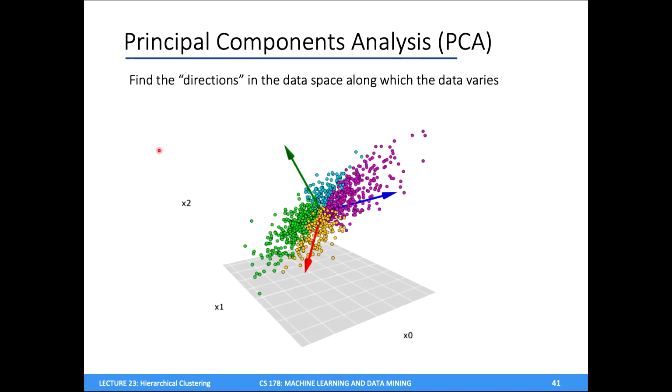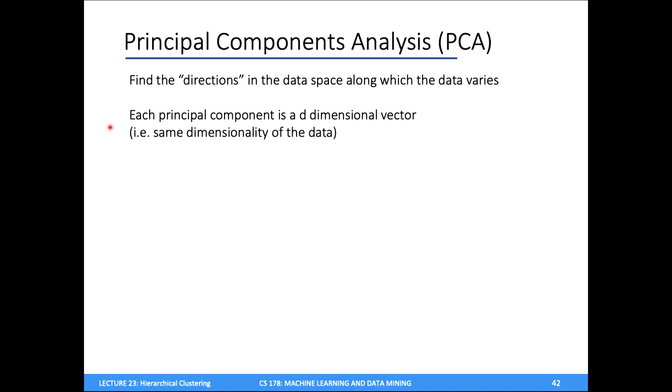Here's an example of what PCA might look like in 3 dimensions. So I've got a point cloud of 3D data. I've got 3 different vectors telling me what the directions are in which my data is changing. Each principal component in my data is going to be a d-dimensional vector, where d is again the dimensionality of the data.